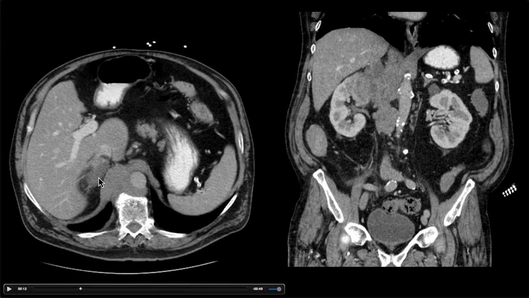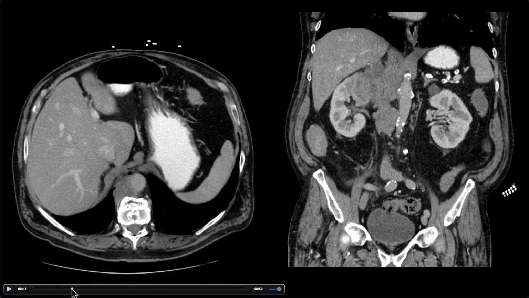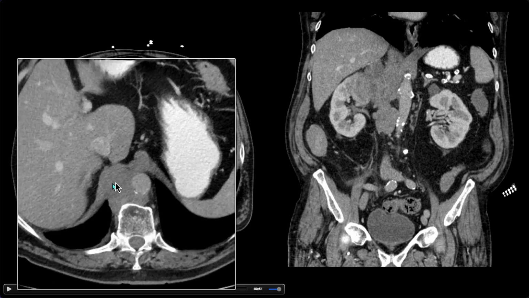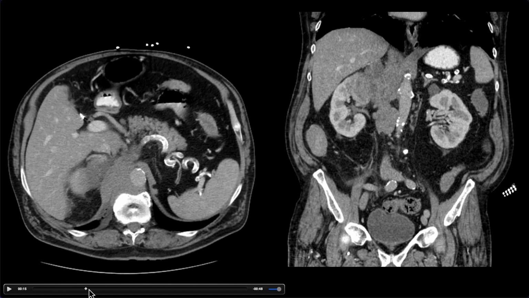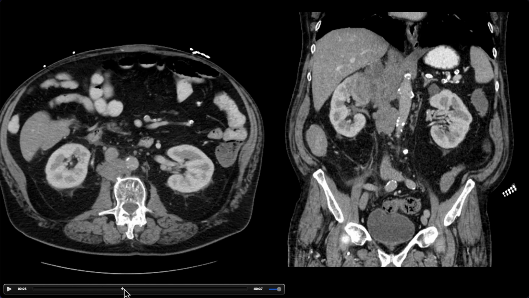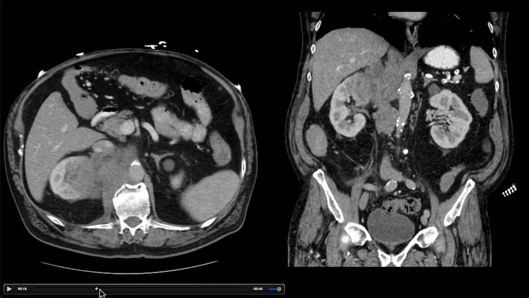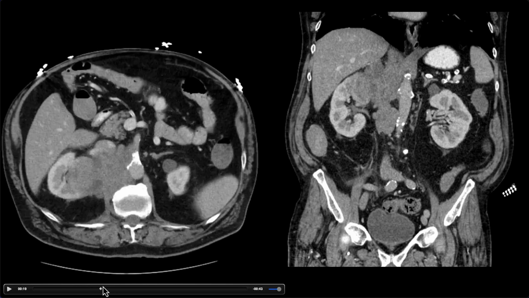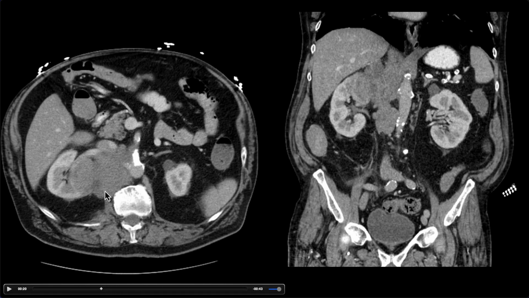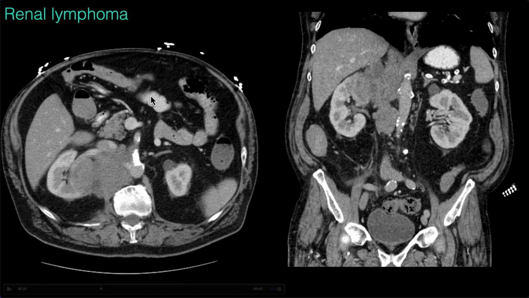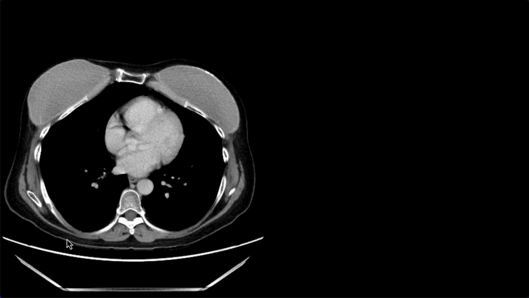There's also some infiltration of the adrenal gland, which could be seen in both. But I think this spread of soft tissue disease or nodal disease in multiple other territories and that bulk of extrarenal tumor can help us to be confident in making this diagnosis, or at least suggest the diagnosis, which would then need to be confirmed by biopsy. But this is, again, renal lymphoma.